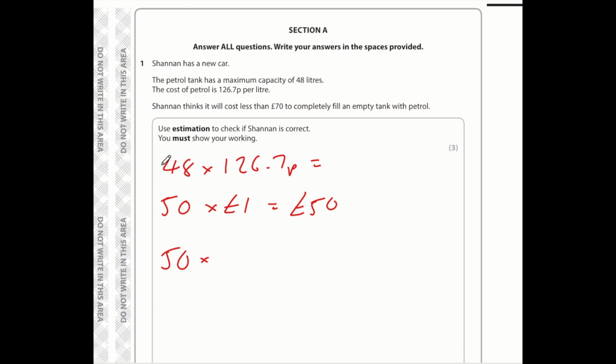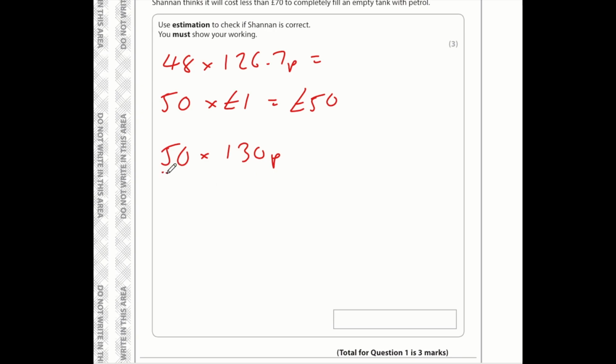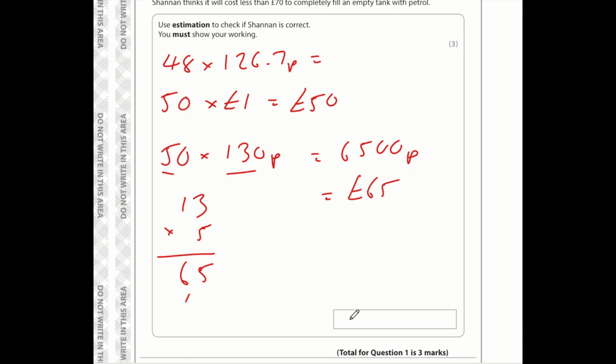So we're suggesting that the tank has a greater capacity, and let's make the petrol more expensive than what we know it to be. So I would round that up to 130p. Now all we need to do is calculate 50 times 130. I'm just going to do 13 times 5 and add in 2 zeros. 5 times 3 is 15, carry 1. 1 times 5 is 5, plus 1 is 6. So that comes to 6500 pence, and that is the same as £65. So yes, Shannon is correct.